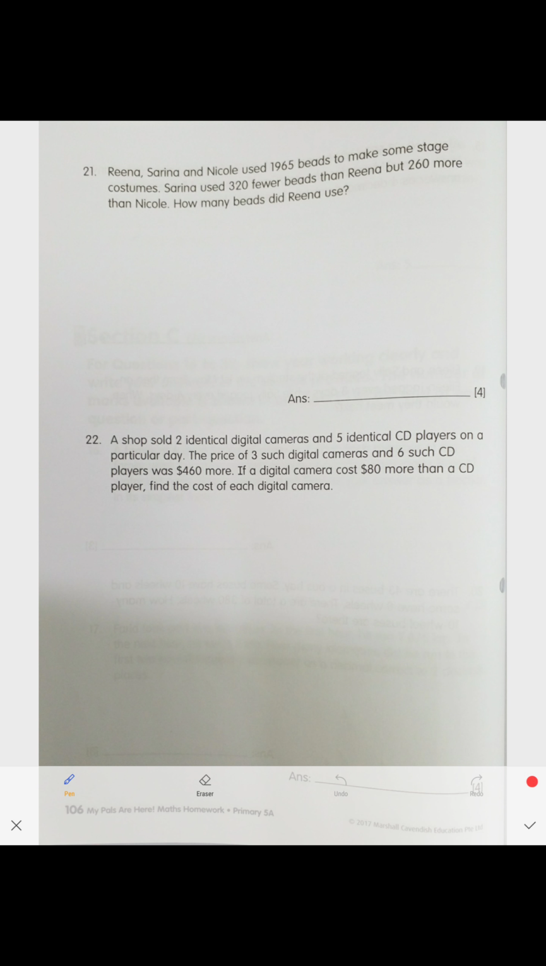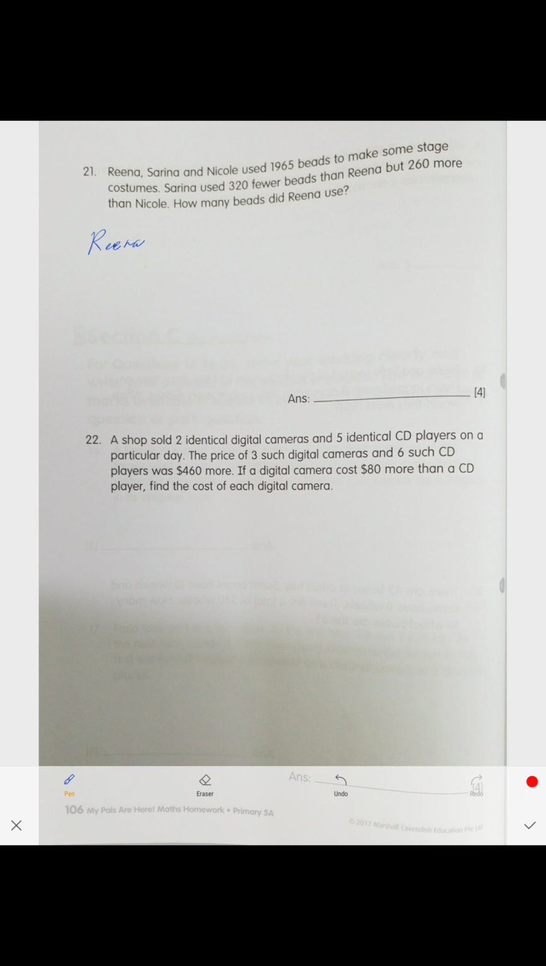Alright, next one. Rina, Serena, and Nicole used 1,965 beads to make some stage costumes. Serena used 320 fewer than Rina, but 260 more than Nicole. How many beads did Rina use? Okay, so we start our model drawing, right? We have 3 girls, Rina, Serena, and Nicole. So you start with drawing your names.